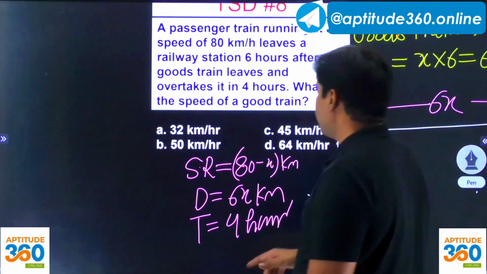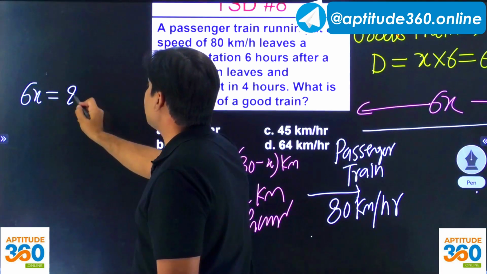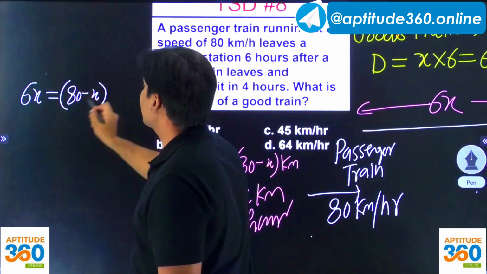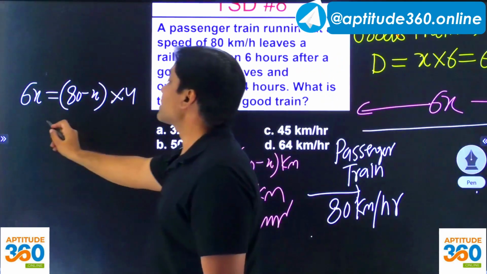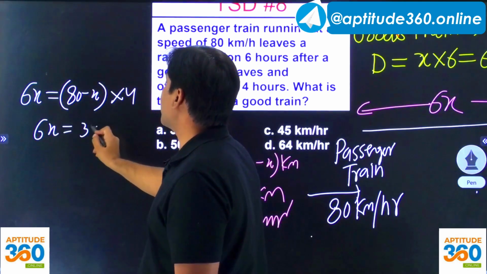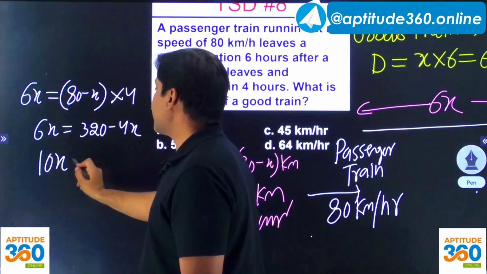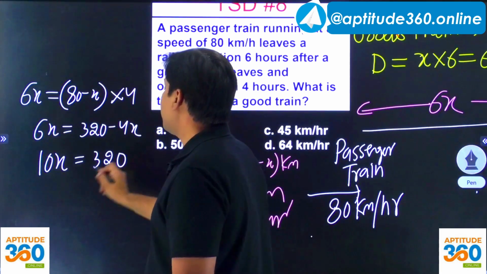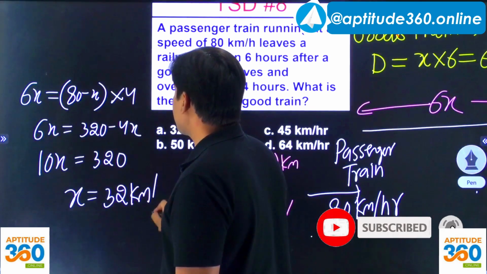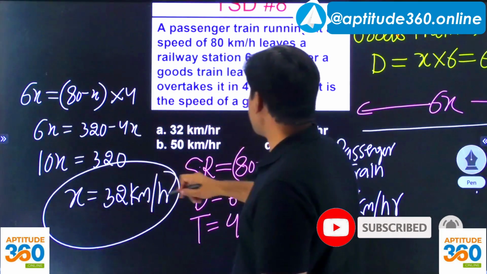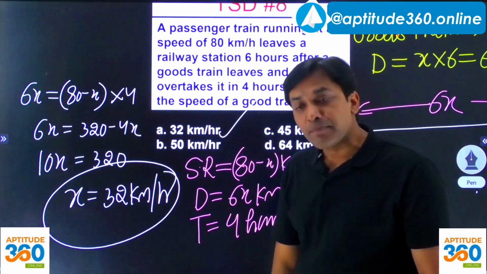So this value, distance is 6x and speed is 80 minus x into 4, right? Now let us simplify. 6x is going to be 320 minus 4x. So 4x goes on this side, this becomes 10x, it is 320. The value of x comes out as 32 kilometers per hour. That is what it is. And what is the answer out here? This one. Problem is very simple, right?